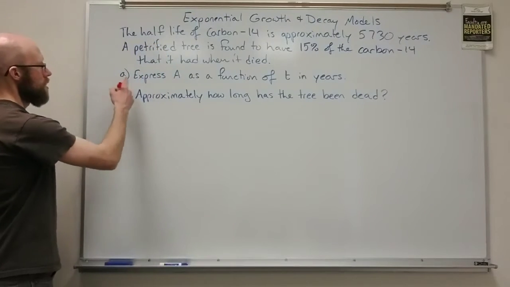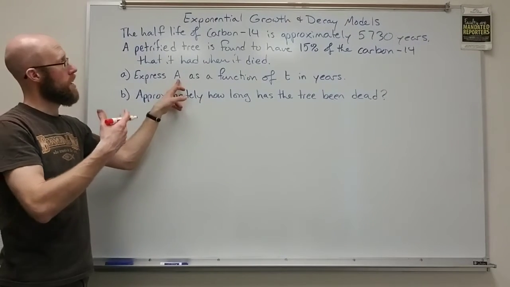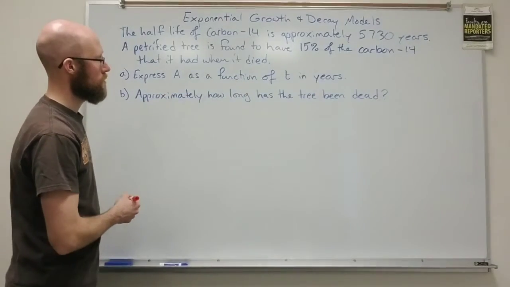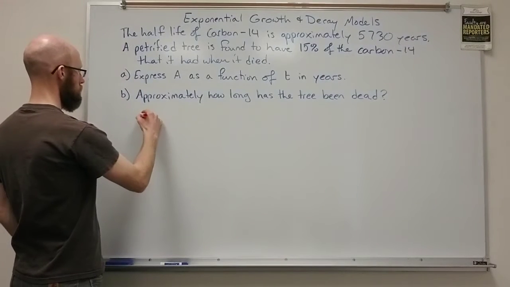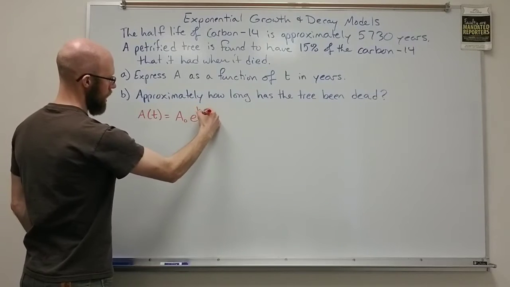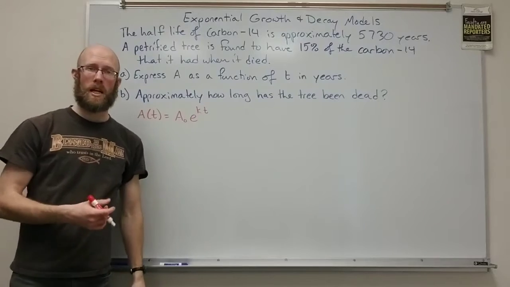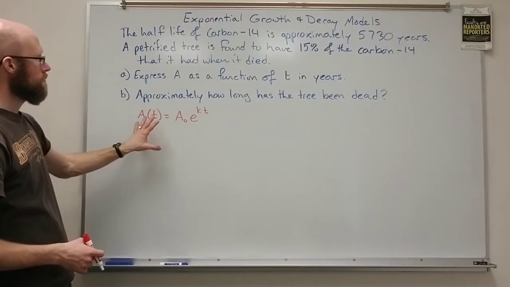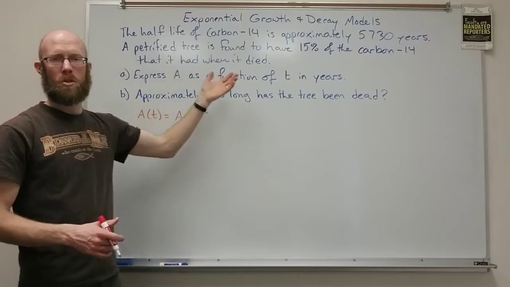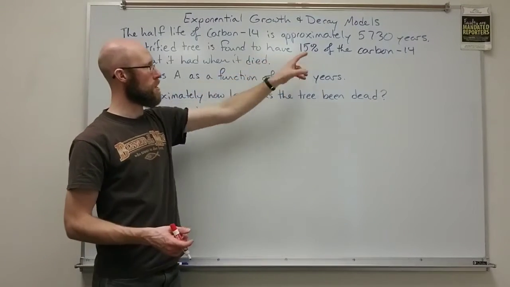All right, so part A says express A as a function of t in years. Remember, we have our exponential decay models as A of t. So we know that in general A of t equals A sub 0 e to the kt. Because this is a decay model, we're assuming k to be a negative number. And in this case, we know the original amount, we're just going to assume that to be 100% of the original amount, right? If here we have 15%.